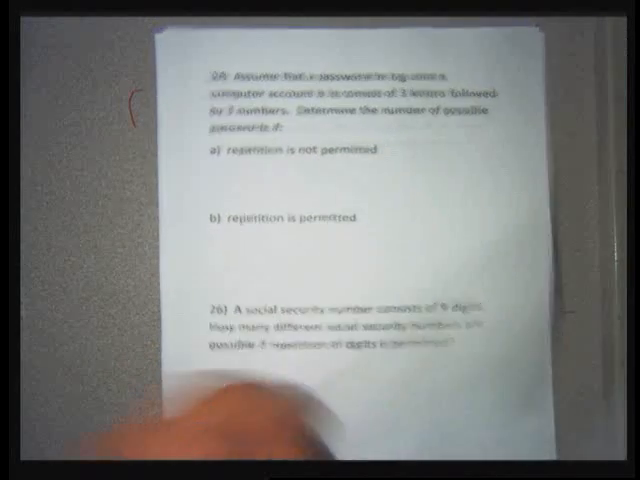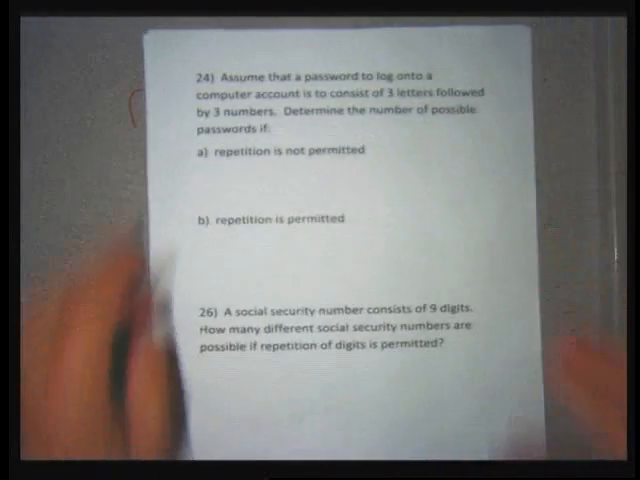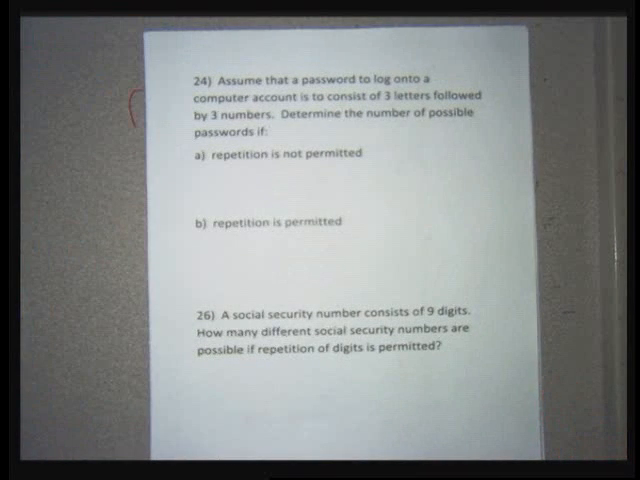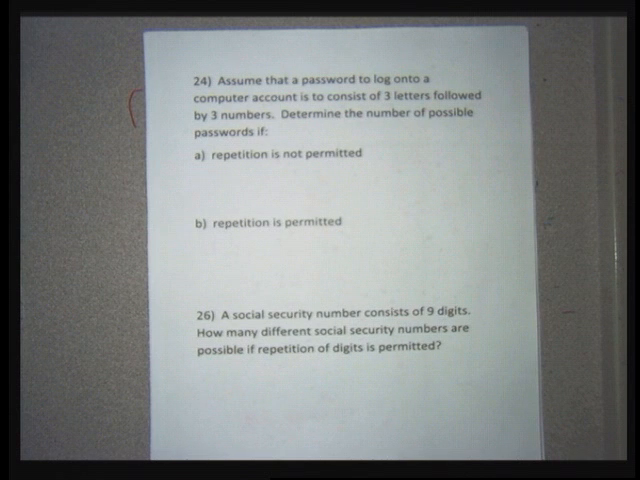All right, so again, I read through the problem, find out how many items I'm placing, make some dashes, separate them by times signs. I throw some words under the dashes just so I know what's being placed in those, and then I multiply. So 24, a password to log onto a computer account consists of 3 letters followed by 3 numbers. Determine the number of passwords possible if repetition is not permitted, and if repetition is permitted.